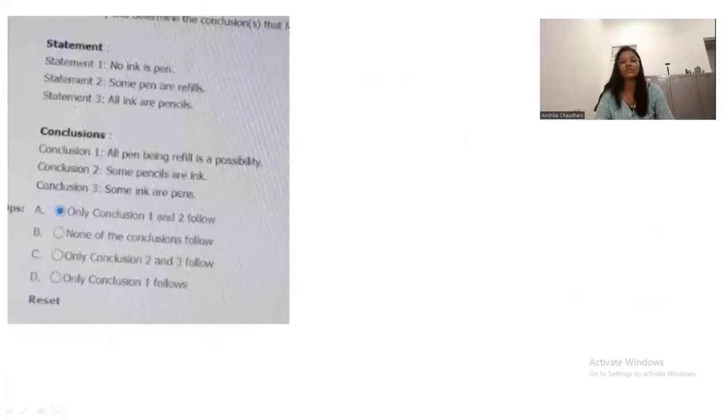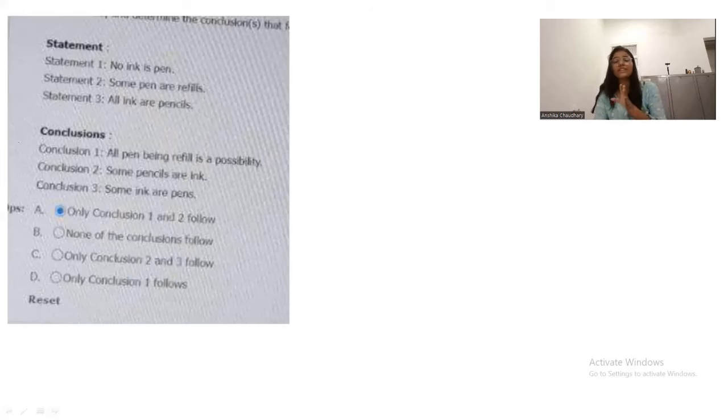The next question is from logical reasoning, and the question is from statement and conclusion. Here are some statements and some conclusions. You have to tell what conclusion is actually following the statements. The first statement is no ink is pen. Let's take a pause here and move on. Statement two is, some pens are refills. Okay, so let me make the diagram.